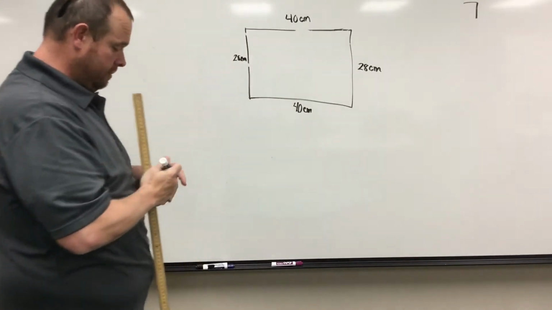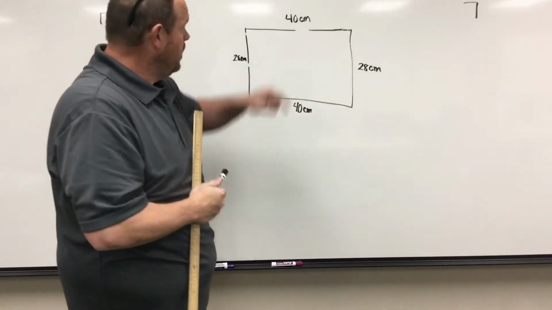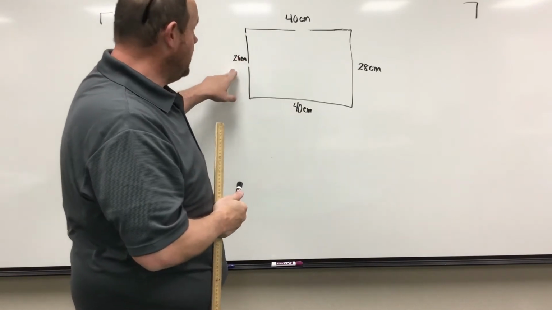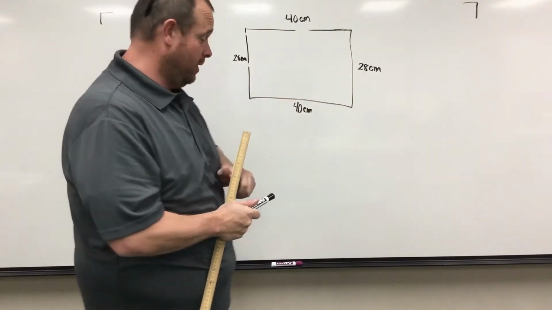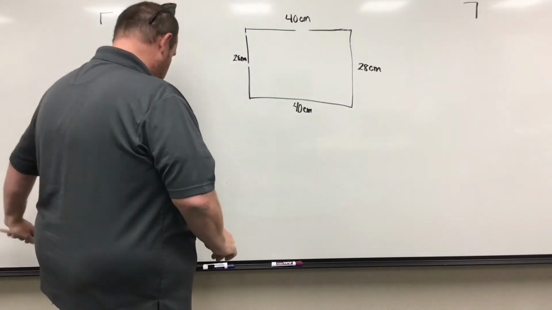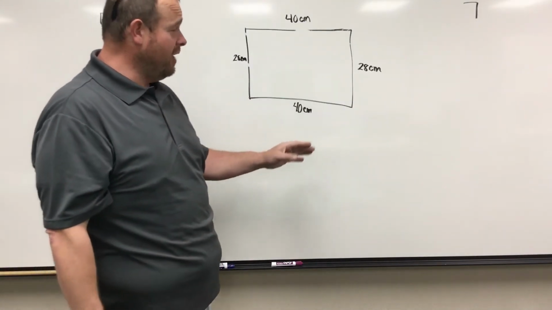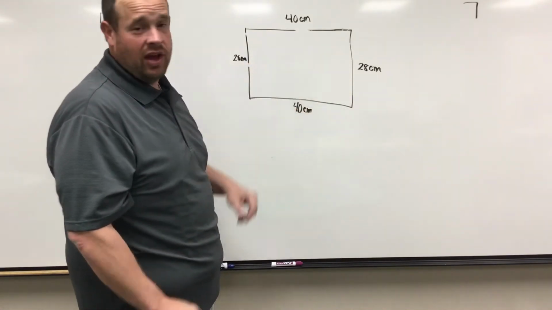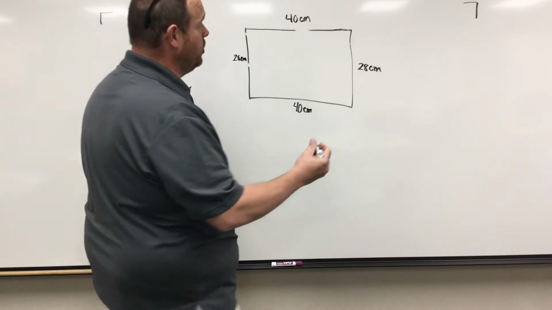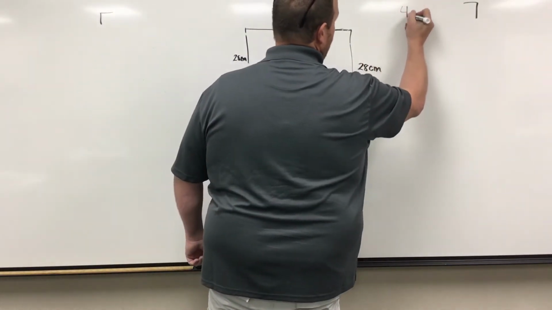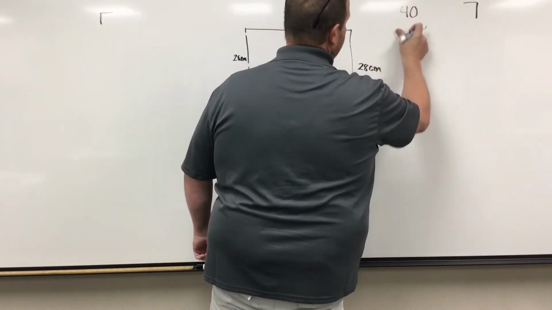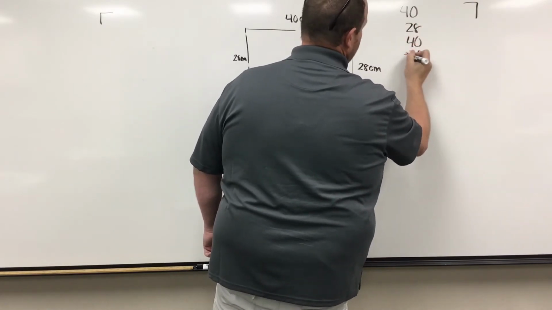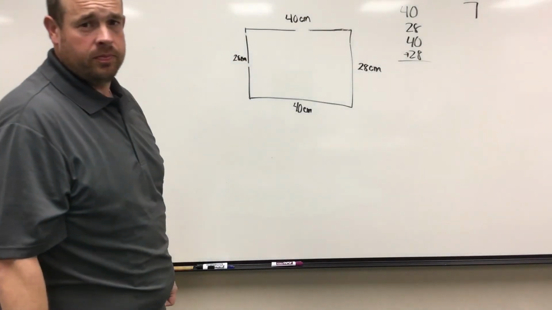Okay? So do you see that on a rectangle, this side and this side are going to be the exact same length, and these sides are going to be the same length. But just to make sure, we measure. So now to find the perimeter, we need to add these sides. There's a couple ways you could do it. You could say 40 plus 28 plus 40 plus 28, and you could add all of those up.